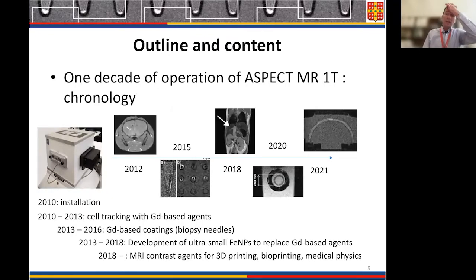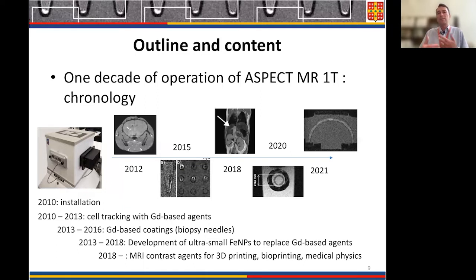So this is an outline, a timeline from the beginning of the installation of the MR-M2 system in 2010 until now. We used the system for different applications. At the beginning, the system was mainly used for the development of contrast media, paramagnetic and superparamagnetic contrast media.